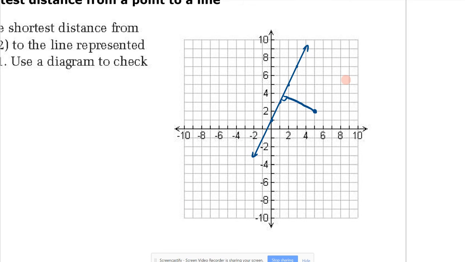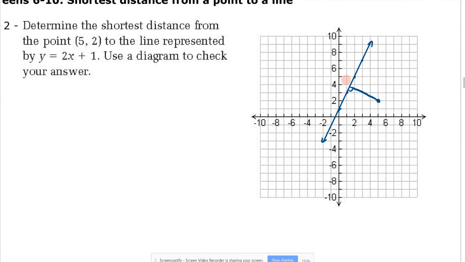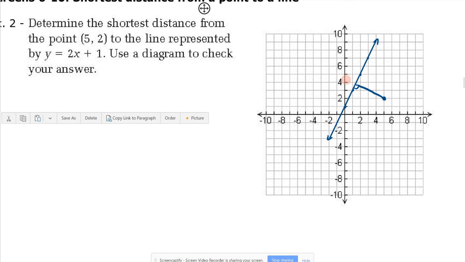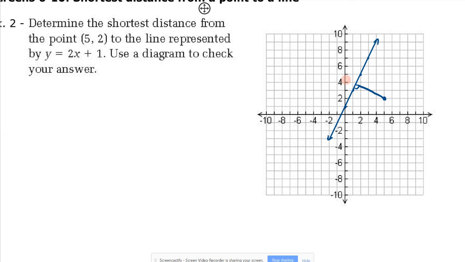Now, if you follow that rule, then you can systematically find your way to that shortest distance. So I'm going to write a couple of steps here. So let's write down step one.